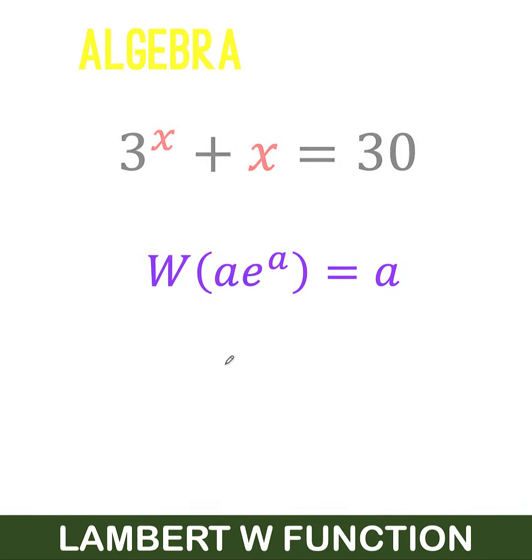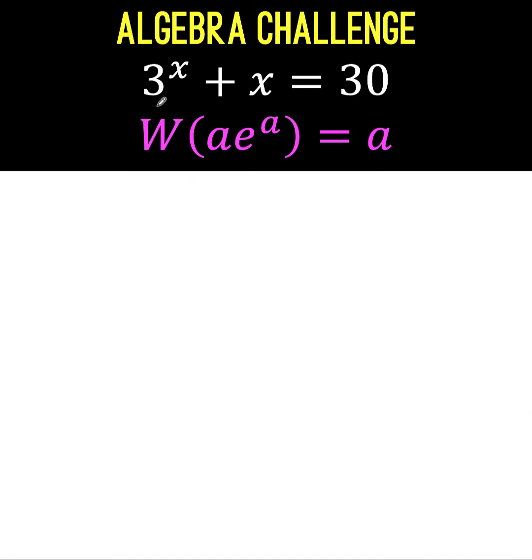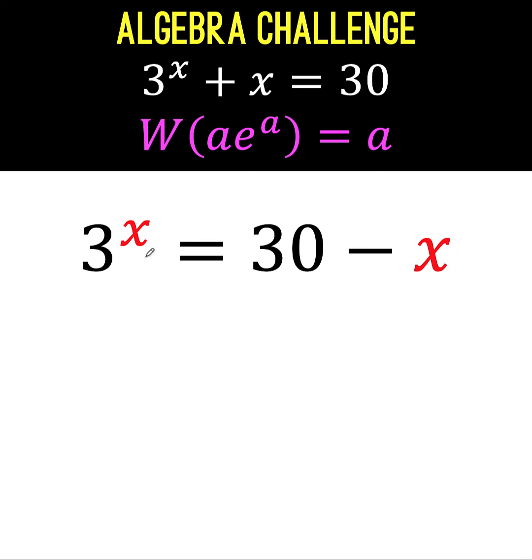Now let's solve this problem together. Let's begin by rearranging the order of the terms. Let's write this as 3 raised to x equals 30 minus x. We subtract x from both sides of the equation.